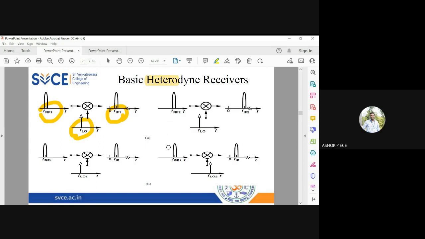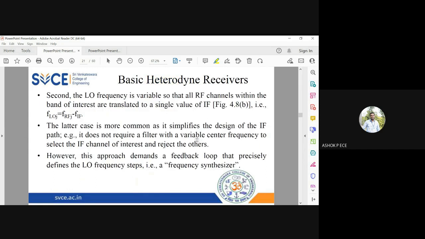Design wise, scheme B is very good because the intermediate frequency is the same, so detection becomes very easy. So that is what is inferred from the architecture of the heterodyne receiver. We stopped with this in the last class.